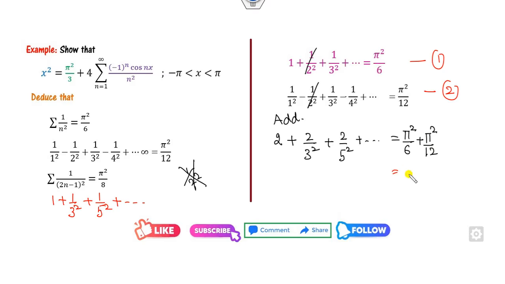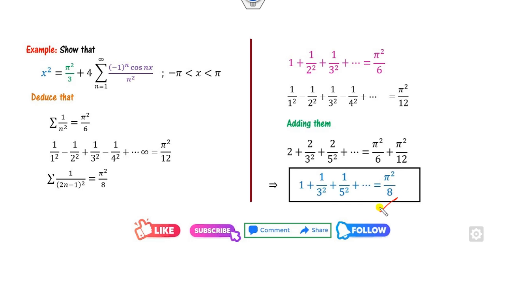So what is that? 12 is the LCM, 2 plus 3. On this side, I can take 2 as common, 1 over 3 square, 1 over 5 square, and so on. So you can solve this value, it is my 4, then this number will be divided by 2, that is pi square over 8, the right answer. Fine. So if in your examination only the third part is asked, you have to solve the first and second parts first.